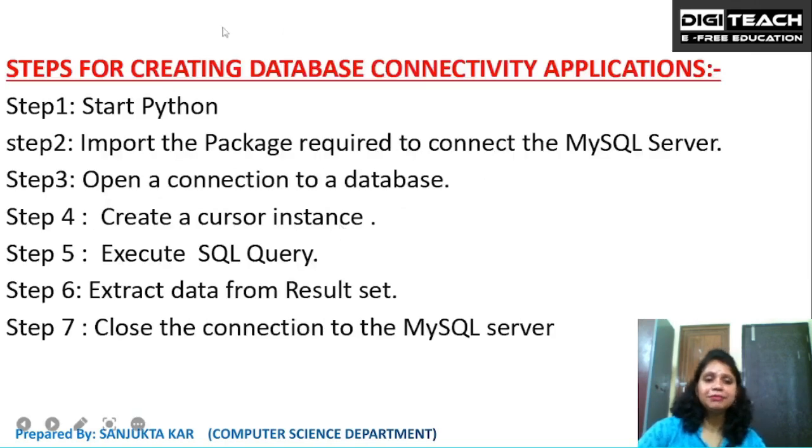Next, steps for creating database connectivity applications, right? So here 7 steps are there. First is start Python, import the package required to connect the MySQL server, that is import mysql.connector package. Open a connection to the database. Fourth step is create a cursor instance. Fifth one is execute SQL query, and sixth is extract data from result set. Then close the connection to the MySQL server. So these are 7 steps to creating the database connectivity applications, right?